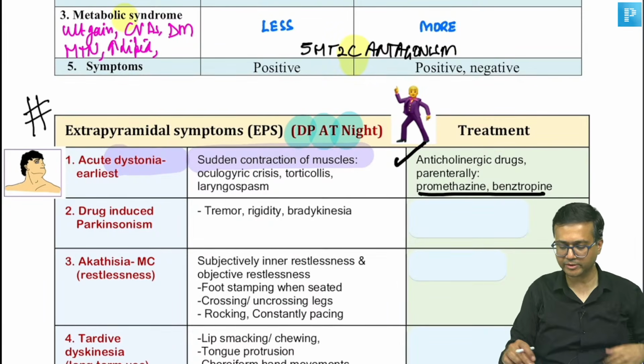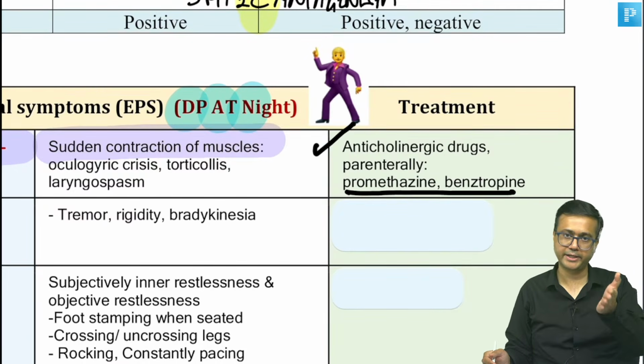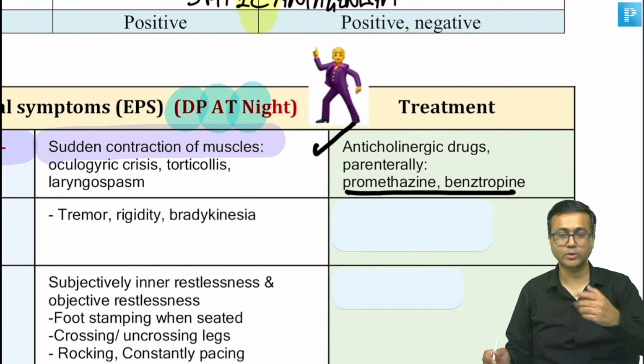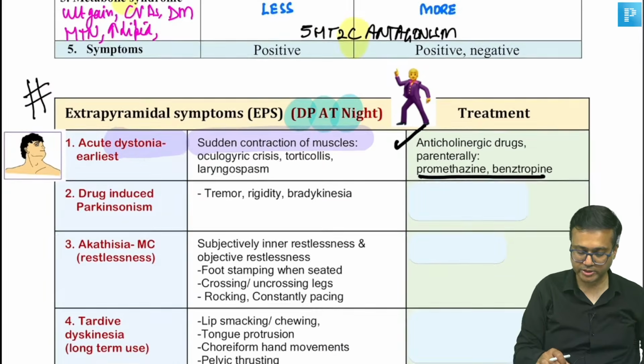But can I say we might have given, must have given the patient an anticholinergic drug like benztropine, and it can cause anticholinergic side effects also, no? So the answer was, which drug was responsible? It was benztropine. Okay, so this is D for dystonia.